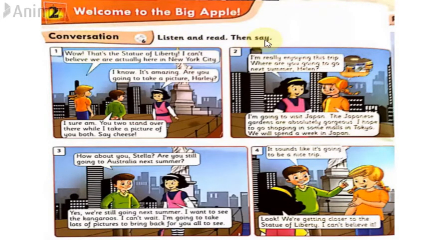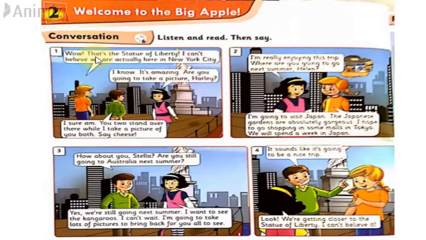Listen and read, then say wow. You see, there's an exclamation point. That's the Statue of Liberty. This is a contraction. We have used an apostrophe. An apostrophe is like a comma which is placed up there. It's not placed down, or at the end or at the start. It's placed in place of the missing word. This is an apostrophe. This is a contraction.